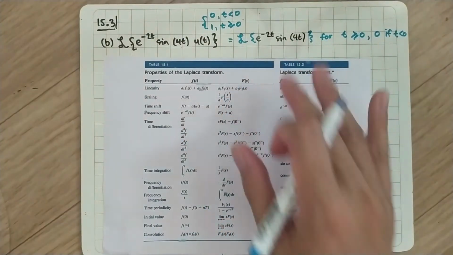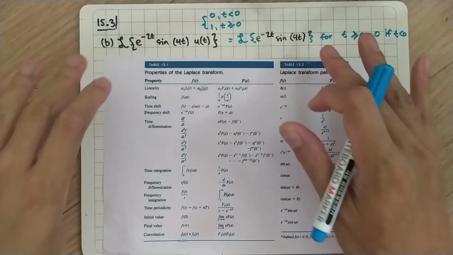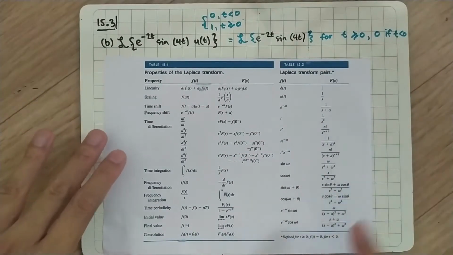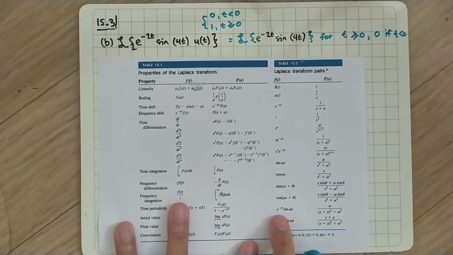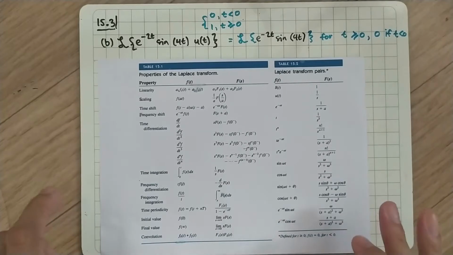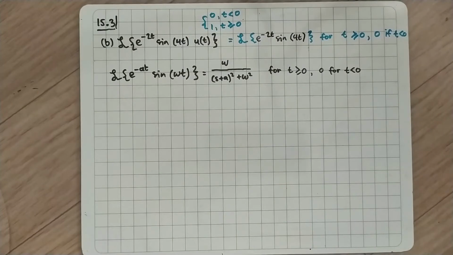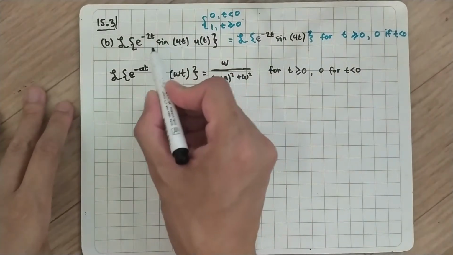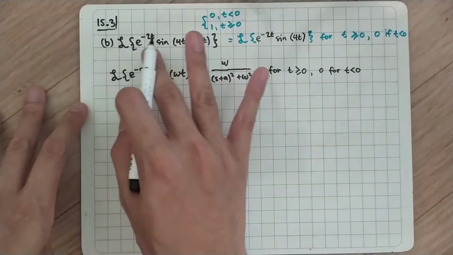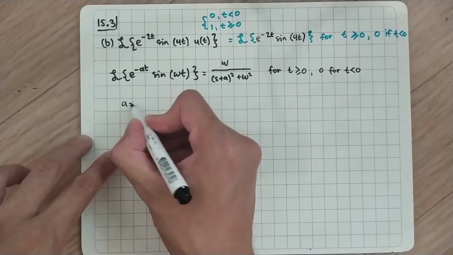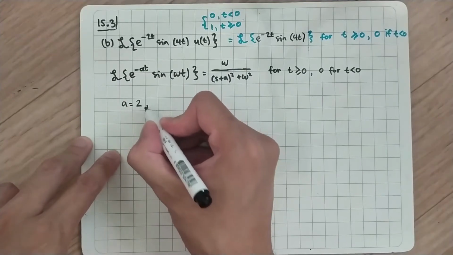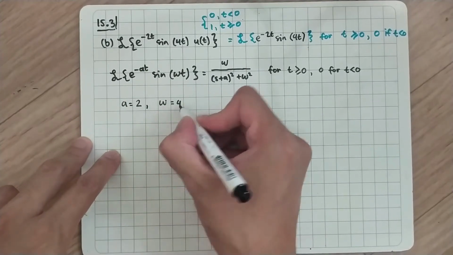And this Laplace transform can be seen in our Laplace transform lookup table here, and this is in this form: e to the minus at sine omega t is equal to omega divided by (s plus a) quantity squared plus omega squared. So I already wrote that here, and we can just plug in the values of a and omega. In this particular case, a is equal to 2 and omega is equal to 4.